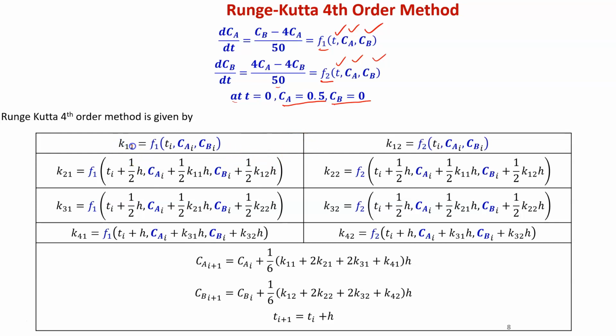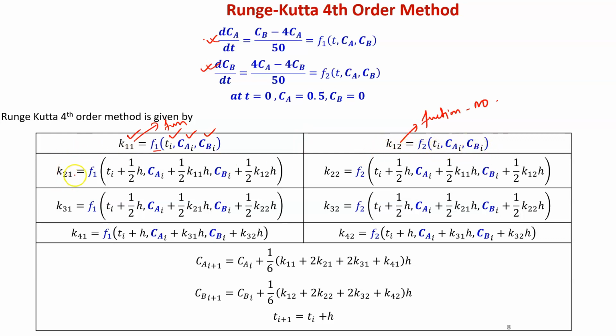First we have to find this. K11 is function 1 and K12 is function 2, where the second number is the function number. So for this equation we are calculating K11, that is f1 of Ti, Cai and Cvi, and for this equation K12 is f2, a function of Ti, Cai and Cvi.